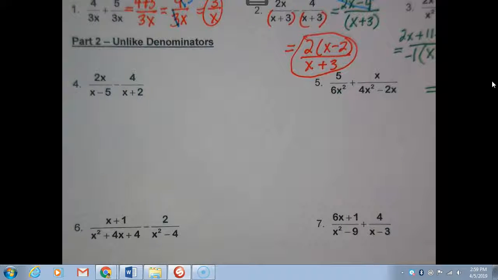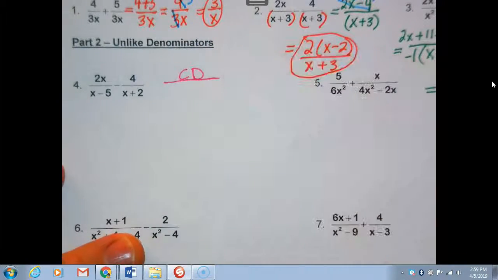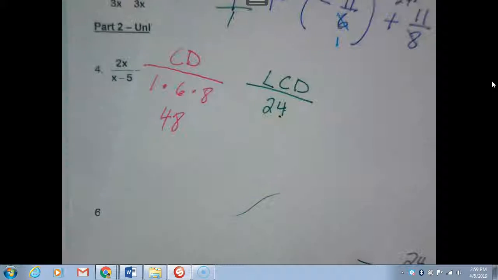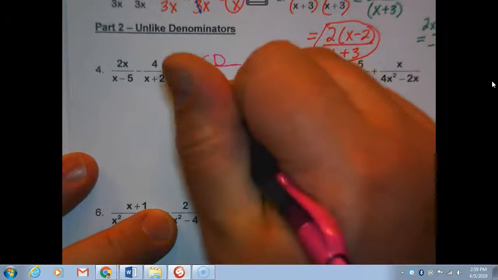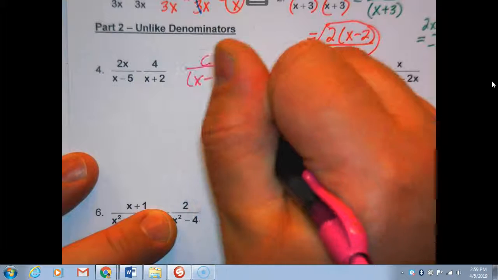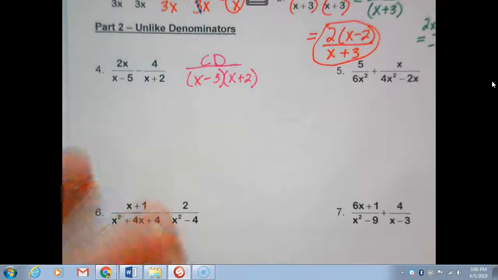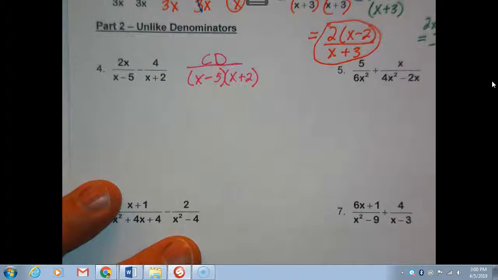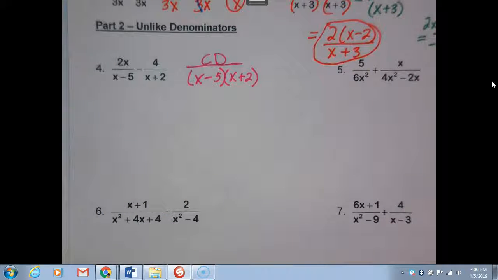We don't have the same denominator, so what do we need? Common denominator at the very least. How did we find common denominators? Multiply the denominators, right? So I'm going to multiply x minus 5 times x plus 2. I'm going to leave it in simplest form because we might end up canceling. I don't have anything to combine with it, so let's just leave it.